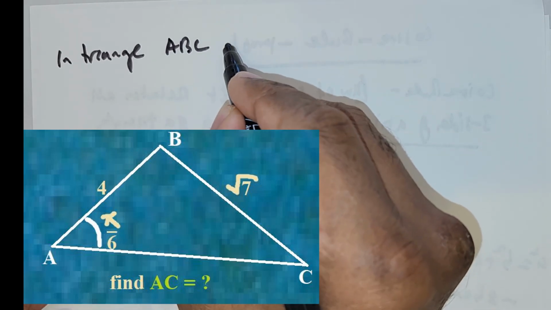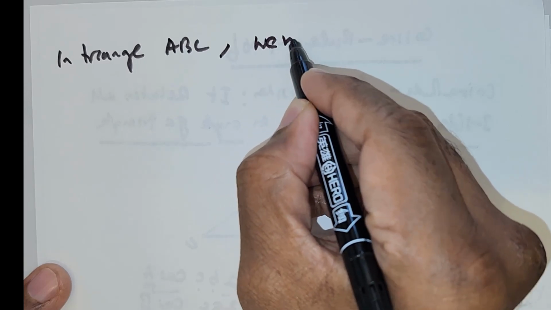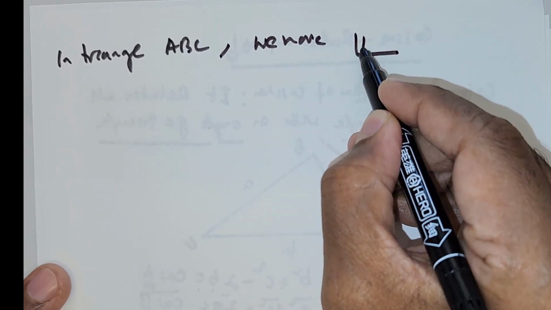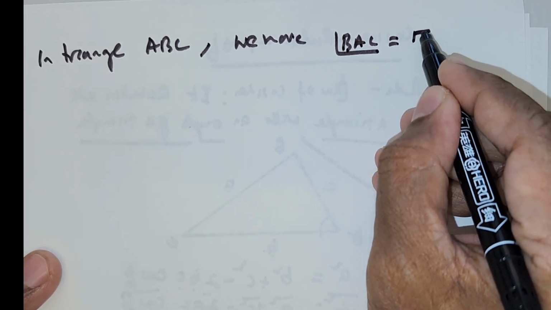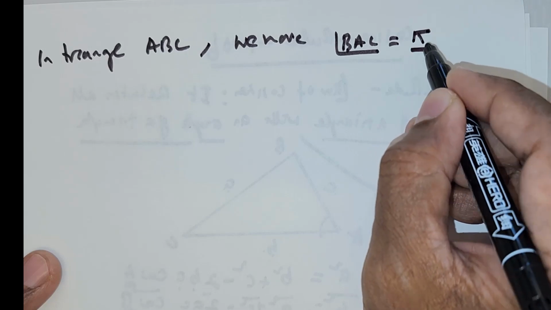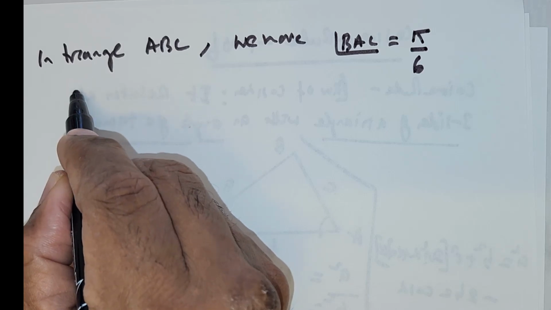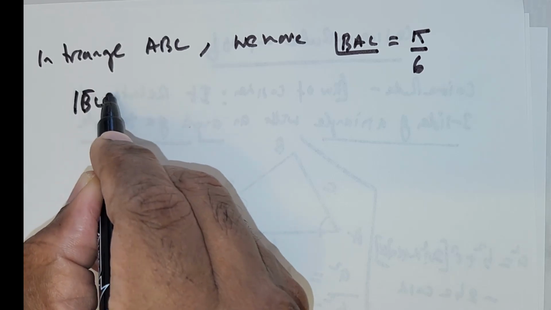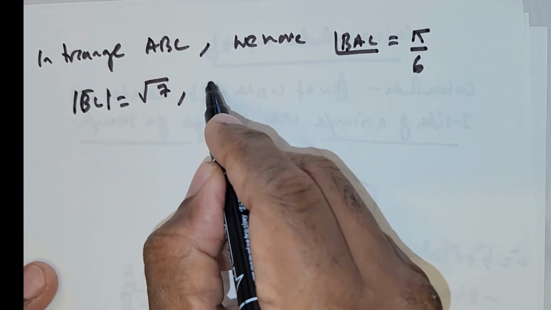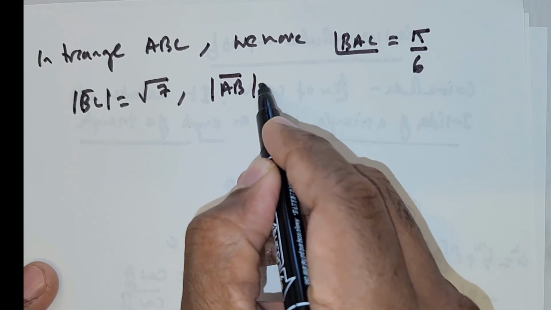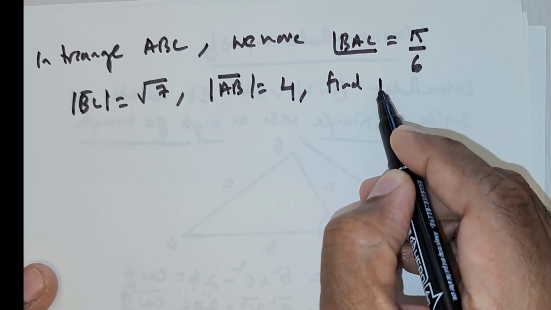Okay, this is the next question. In triangle ABC, we have angle BAC equal to pi over 6, and BC is equal to root 7, and AB is equal to 4. We are asked to find AC.